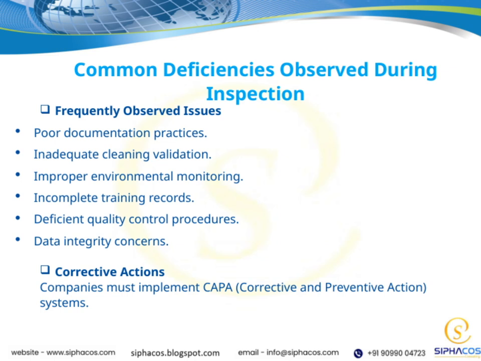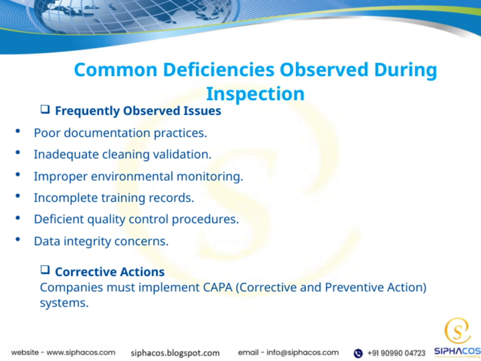Now, addressing these issues requires strong corrective actions. Companies must implement effective CAPA, or corrective and preventive action, systems. These systems help identify root causes of deficiencies and ensure that proper measures are taken to prevent recurrence. By focusing on these areas and implementing robust CAPA processes, we can improve compliance, enhance product quality, and ensure patient safety.